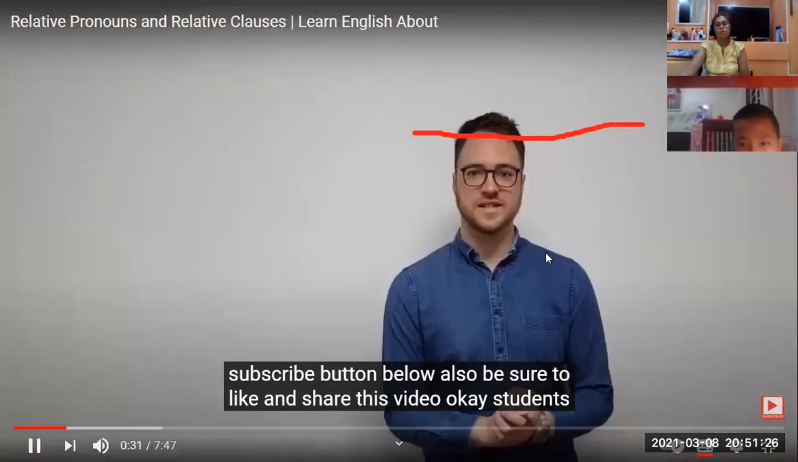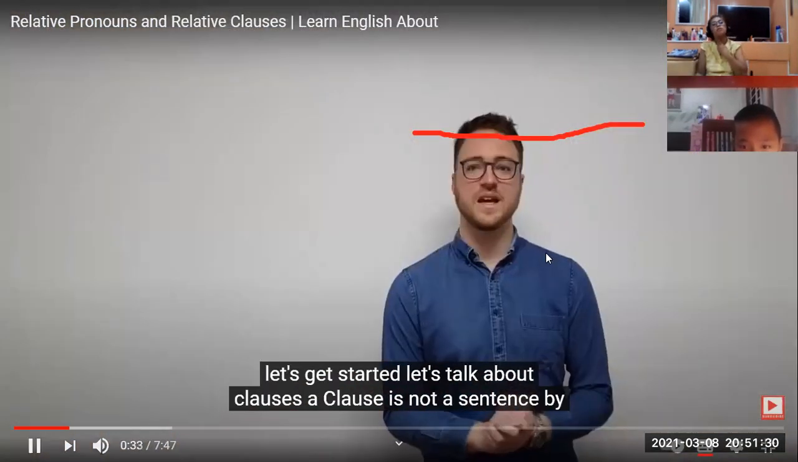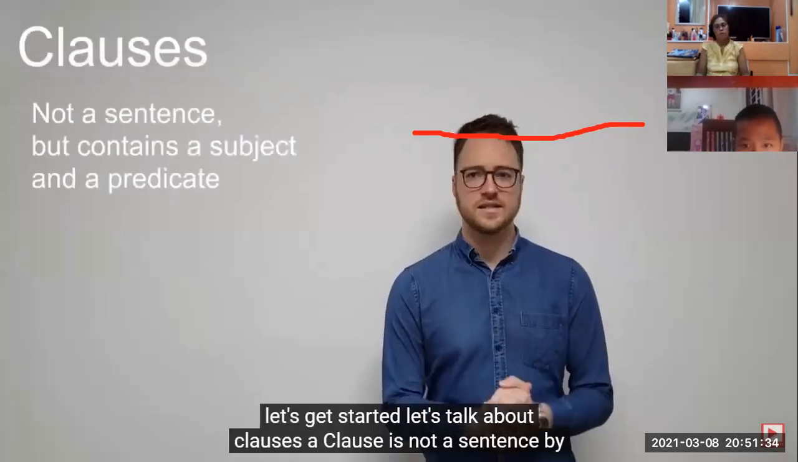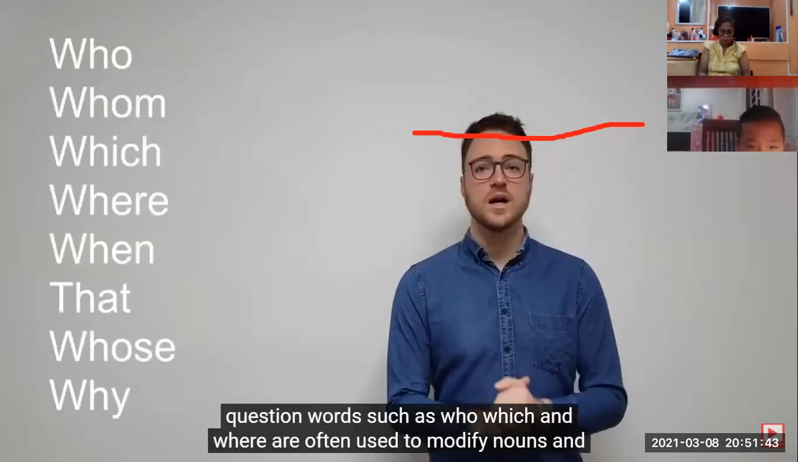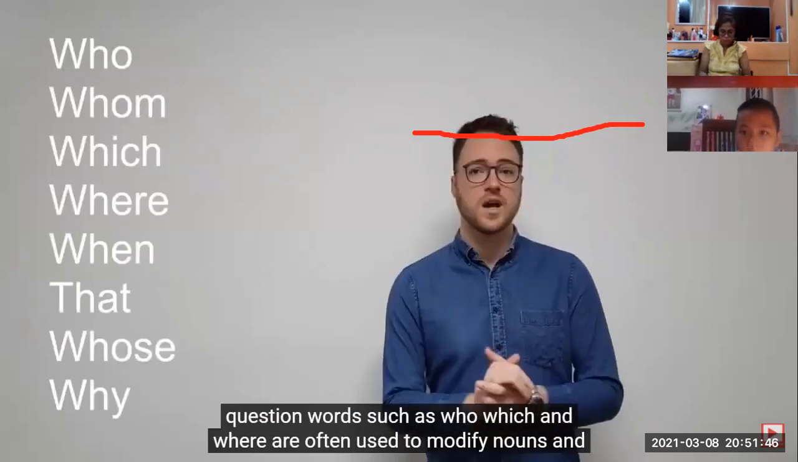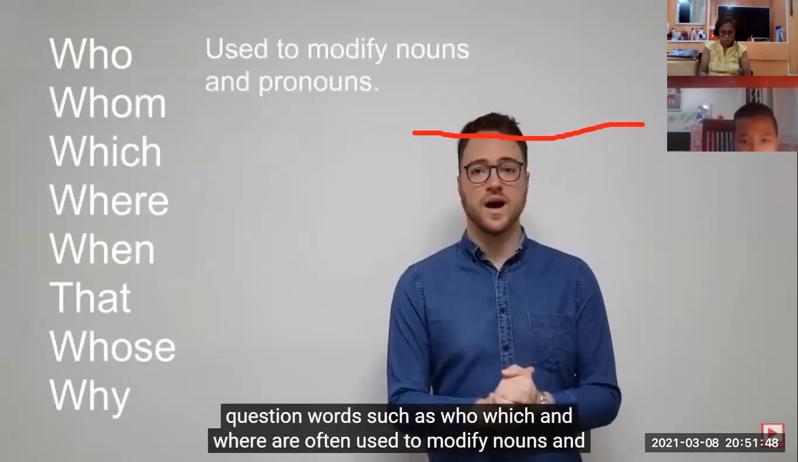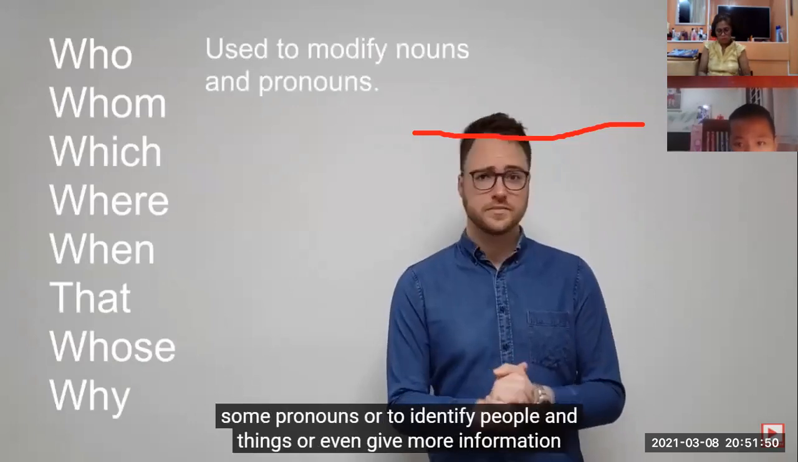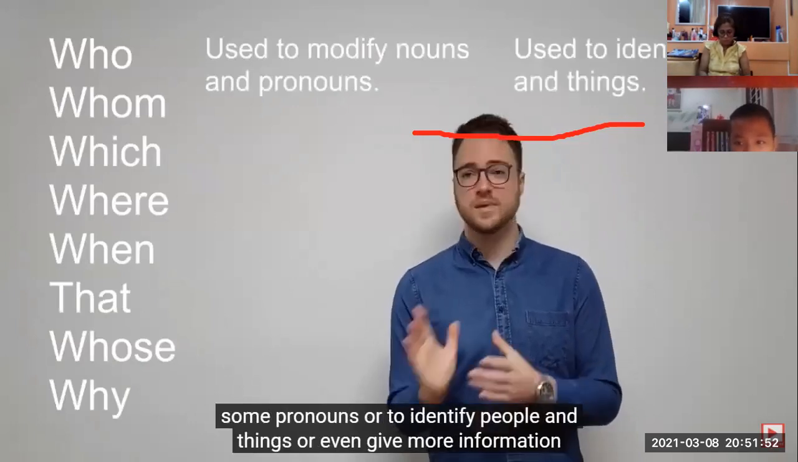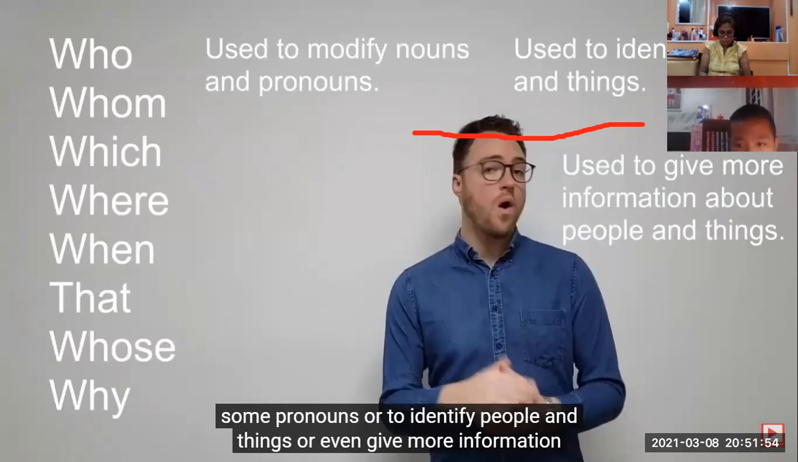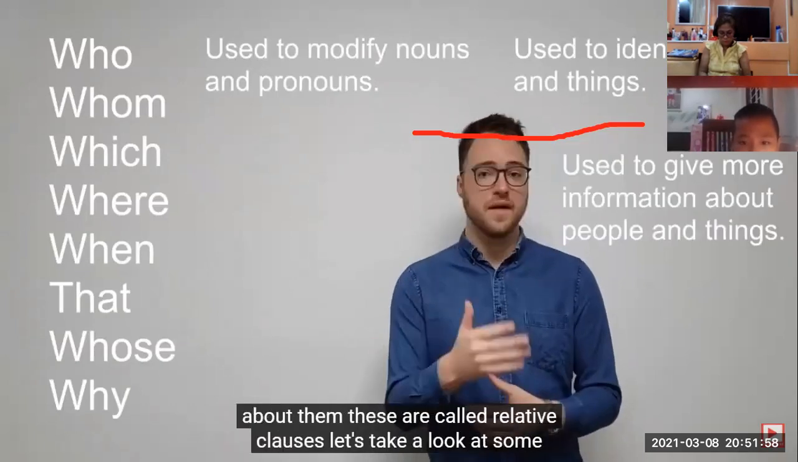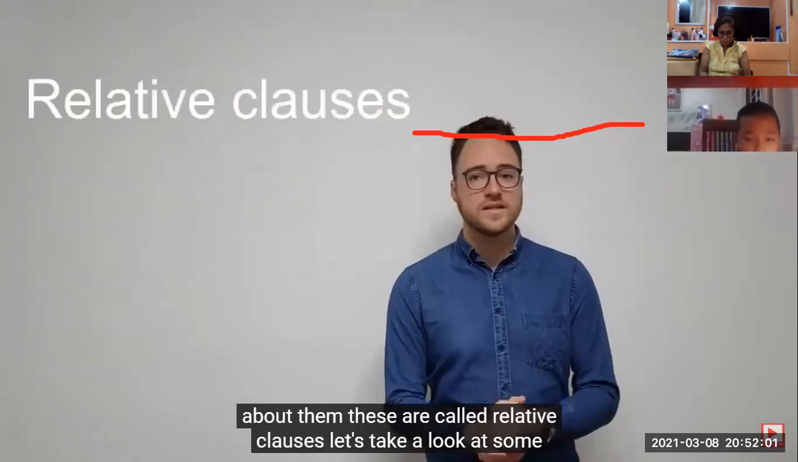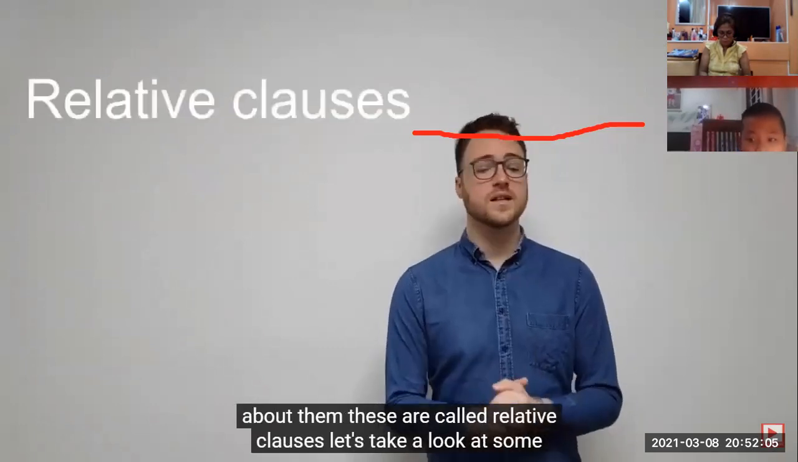Okay, students, let's get started. Let's talk about clauses. A clause is not a sentence by itself, but contains a subject and a predicate. Clauses that begin with question words such as who, which, and where are often used to modify nouns and some pronouns, or to identify people and things, or even give more information about them. These are called relative clauses. Let's take a look at some examples of relative clauses.